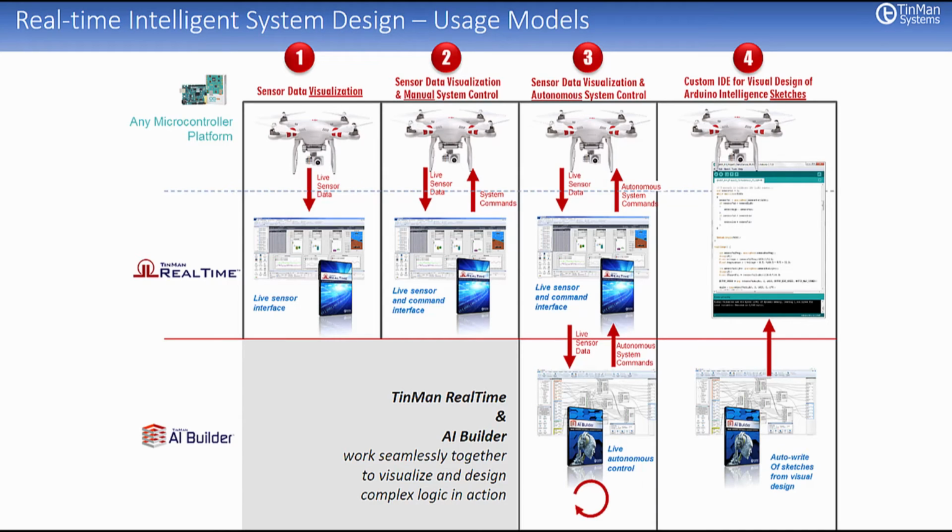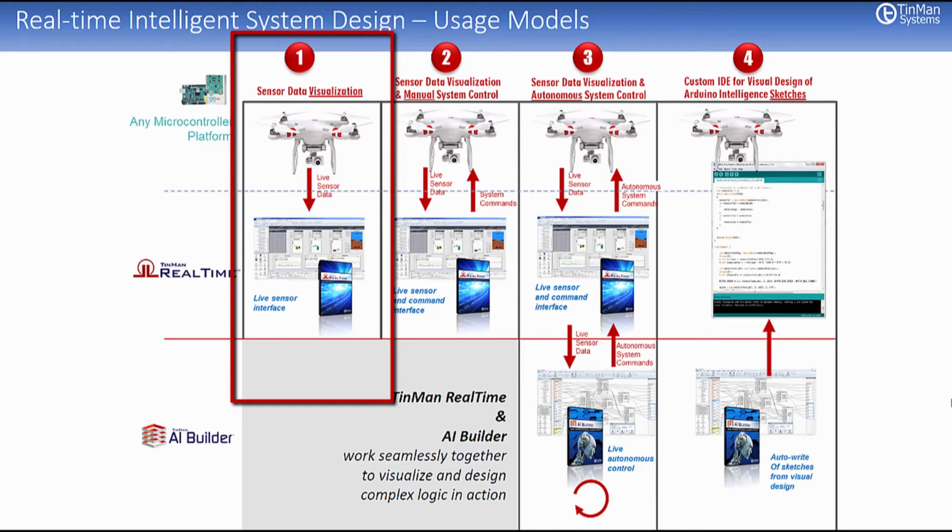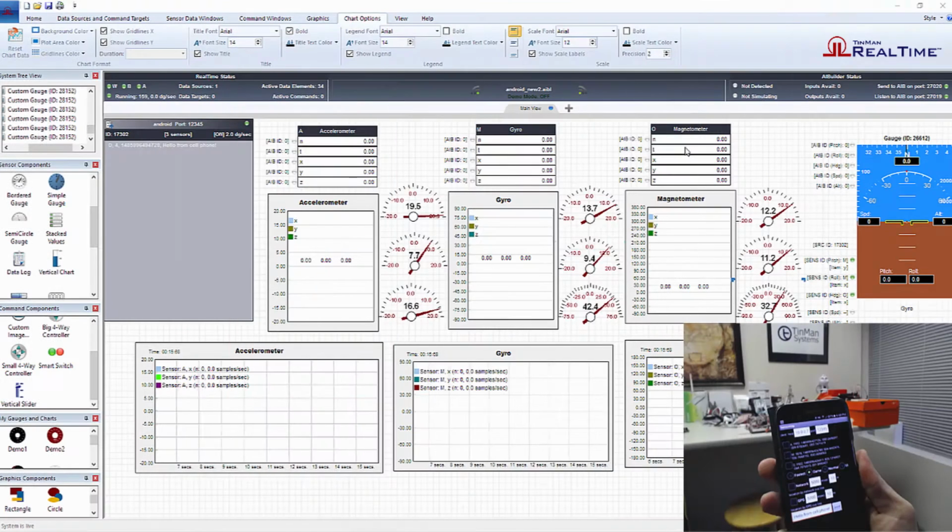So let's take a look at three usage scenarios. The first was sensor data visualization only. The second, sending commands as well. And the third, we use AI Builder to make decisions while we interact with the system. So let's take a look at this first usage scenario where we're just getting sensor data.